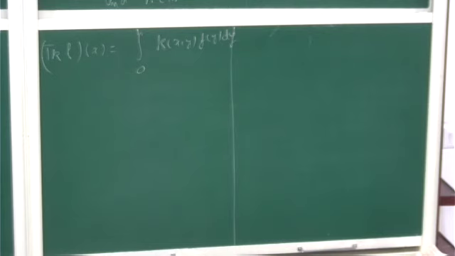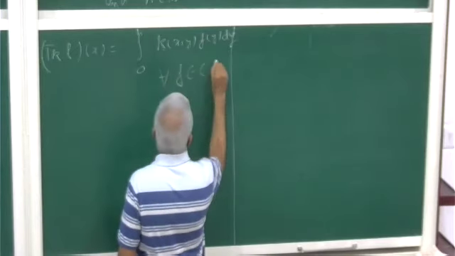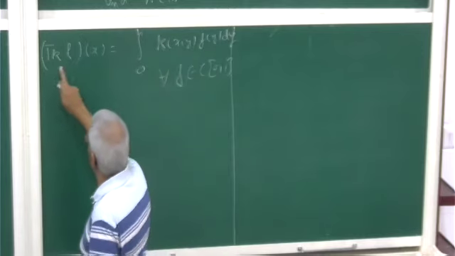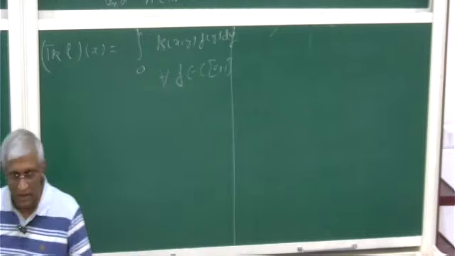You have k(x,y), which is a function in two variables. You integrate with respect to the y variable, so y is not there anymore. It depends only on x. Here f is any function, so this f of y is well defined. So Tk f, I have to define what it is, so it should be a function here.